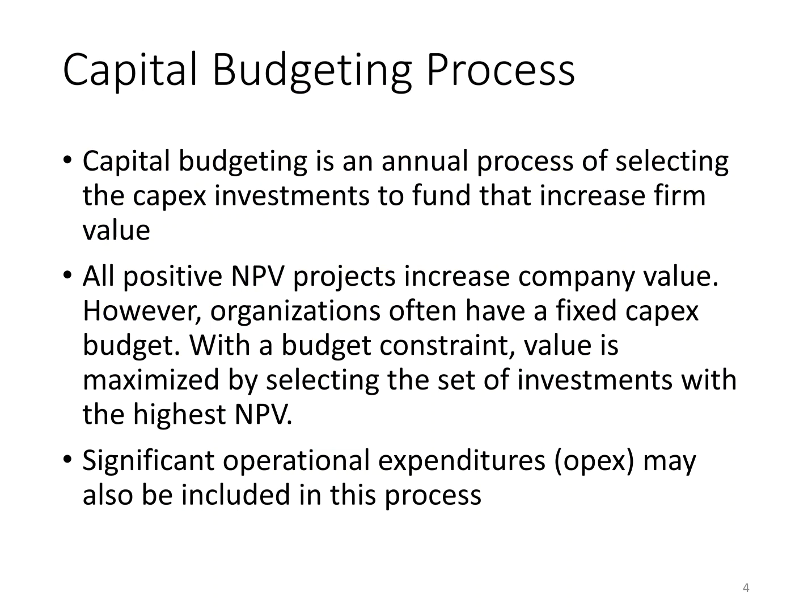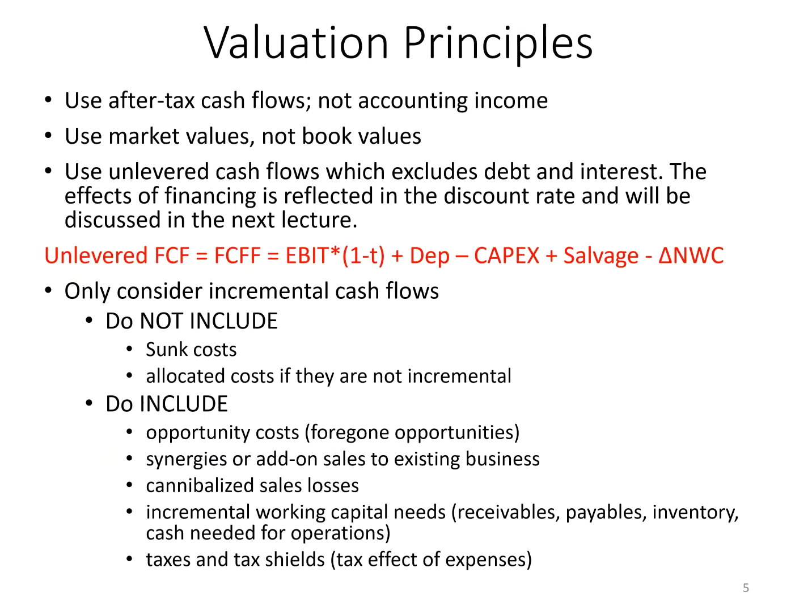So the capital budget is an annual process of selecting the capital investments to fund that increase firm value. All positive NPVs increase firm value. However, organizations often have a fixed capital budget, so a fixed amount they're going to spend. With this capital budgeting constraint, value is maximized by selecting the set of investments with the highest NPV. Significant operational expenditures, or OPEX, may also be included in this process.